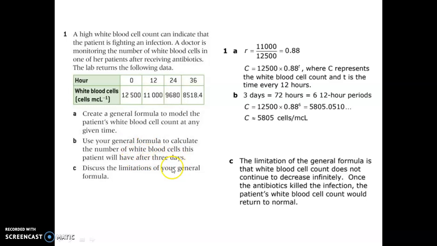Then it says, B, use the general rule to figure out how many white blood cells there will be after 3 days. Well, after 3 days, we will have 72 hours passing, and that will be 6 of these 12-hour jumps. So you put a 6 in here and you calculate it. And I think the question was about C, and here's a good explanation of what the limitations are. This formula cannot be used forever because these will not forever go down, because eventually white blood cells will go back to a normal level because the infection has passed. So that's the limitation. That's what this one was asking for.